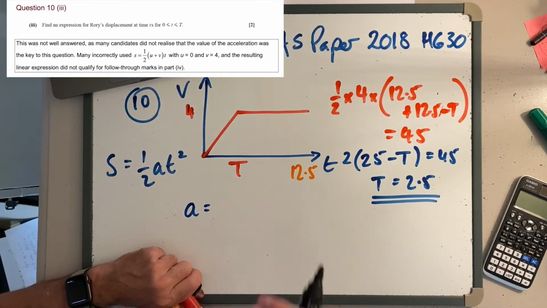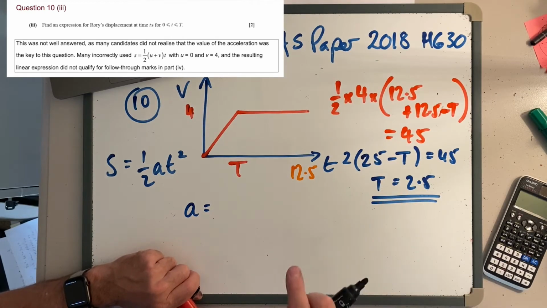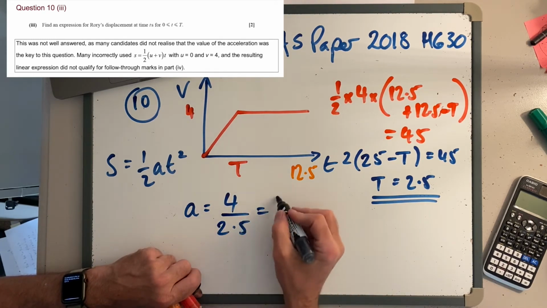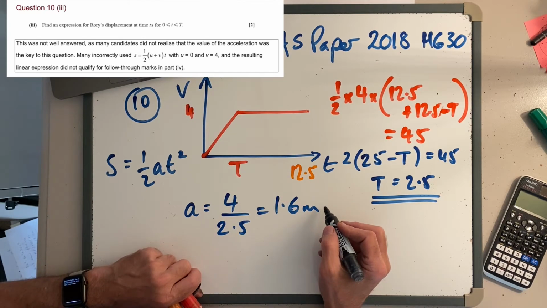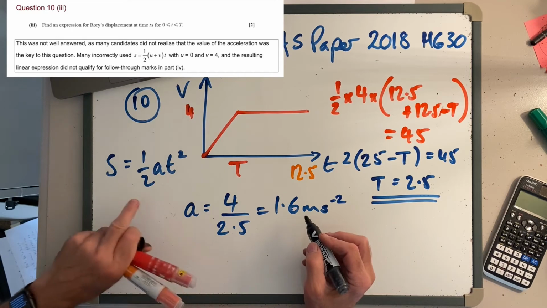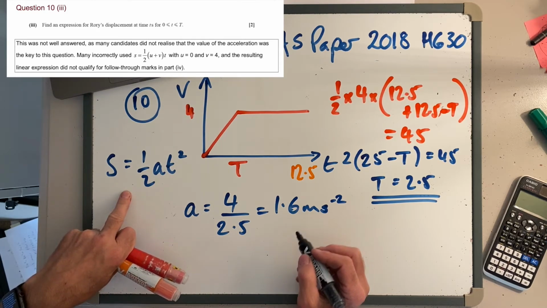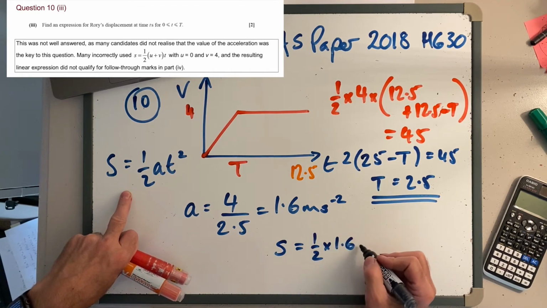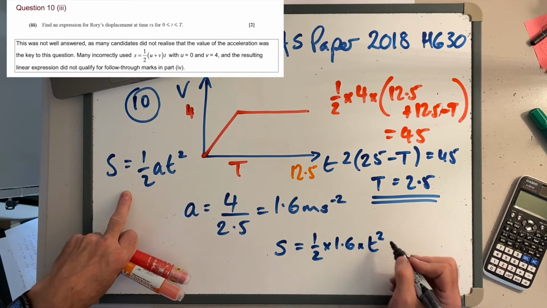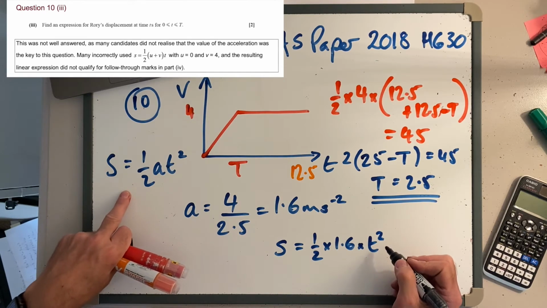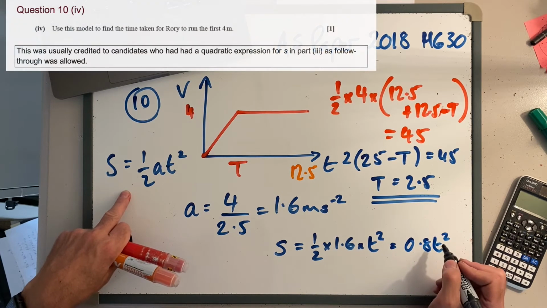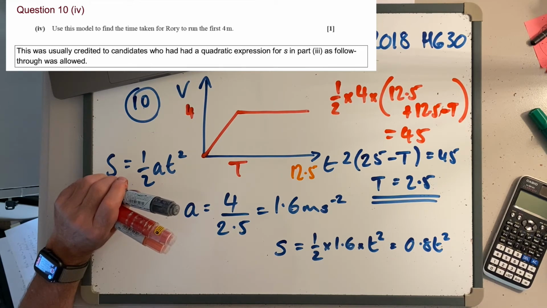The acceleration is the velocity divided by time, isn't it? So I know the velocity was 4 meters per second divided by the time of 2.5. So the acceleration is 1.6 meters per second squared. And I can then put it into here and say that s equals a half times 1.6 times t squared, and I can then work that out as being 0.8 t squared.